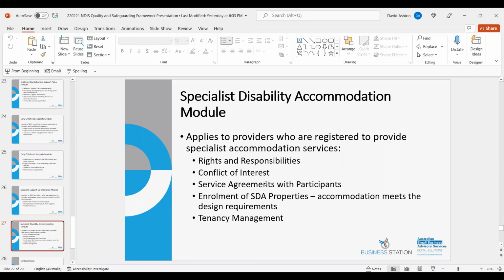And then the final one is the tenancy management. Each participant accessing a specialist disability accommodation dwelling is able to exercise choice and control and is supported by effective tenancy management. So basically how you're going to manage the property and how you're going to manage the client within that property. So you've got to adhere to the specialist disability accommodation condition rules, policies and procedures that are in place about how the provider will declare, advertise and fill vacancies.